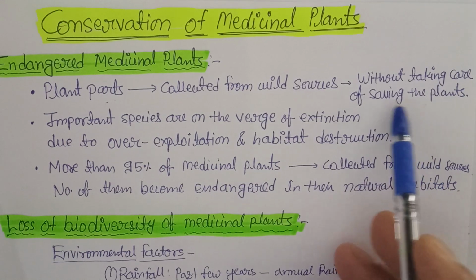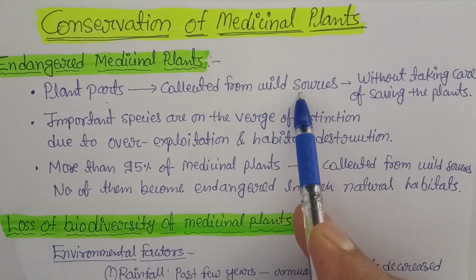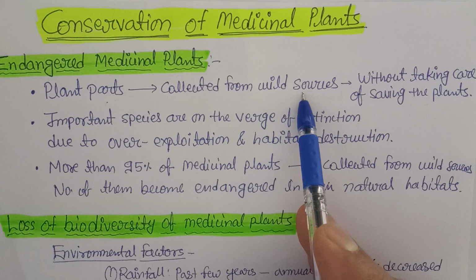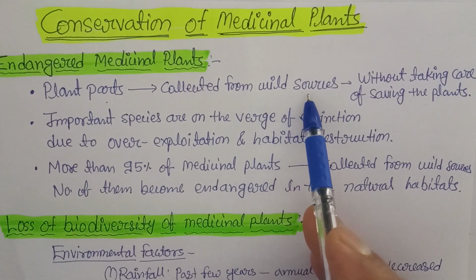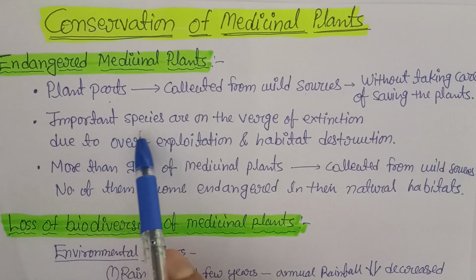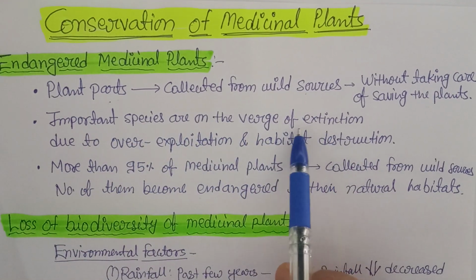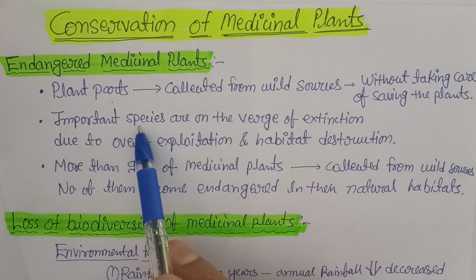Like that, it has been collected from wild sources, maybe sandalwood, or maybe other flowers which are very rare and very costly. So that thing has happened, and that is the reason. The second reason you can write here: the important species are on the verge of extinction, right? They are the important species which are very rare.